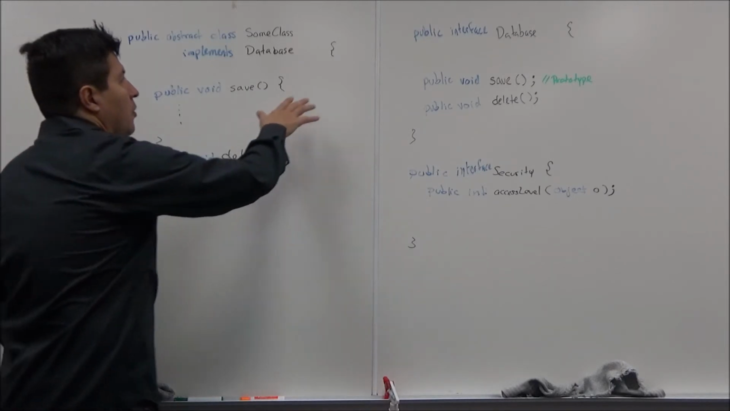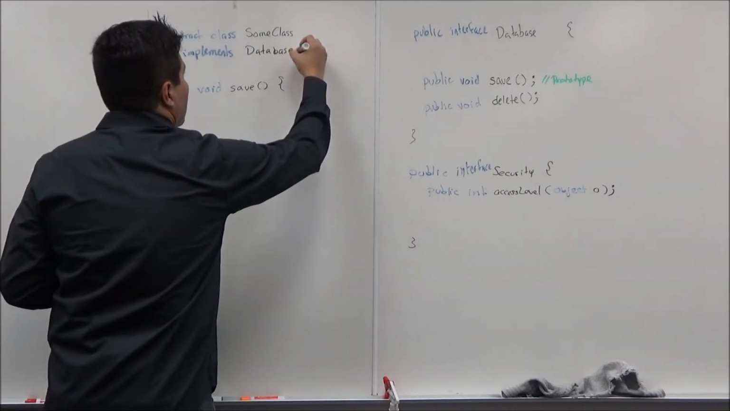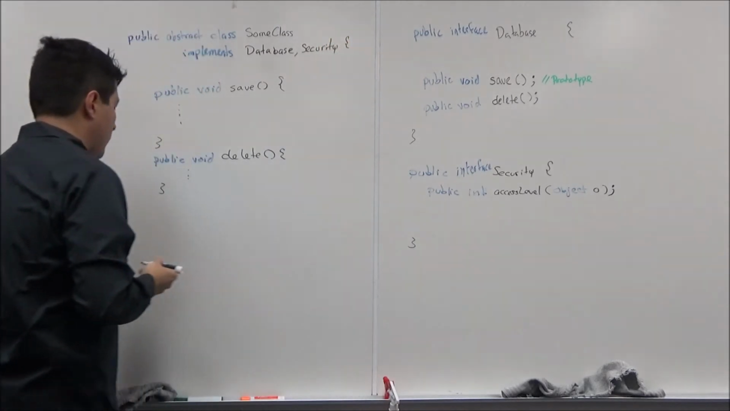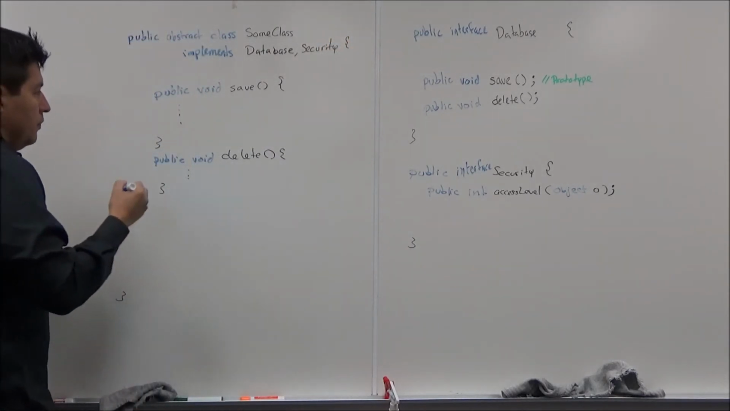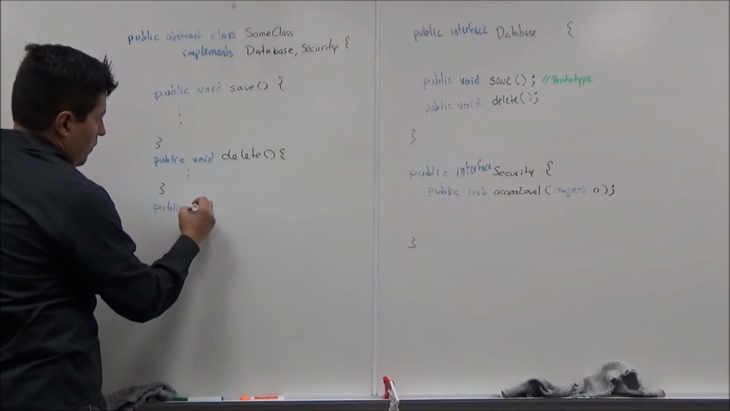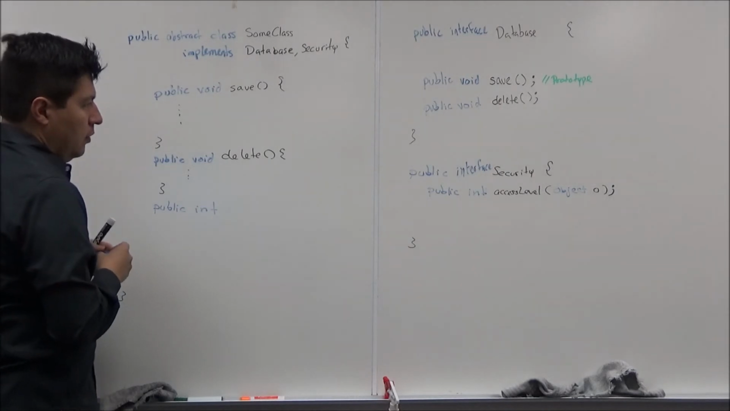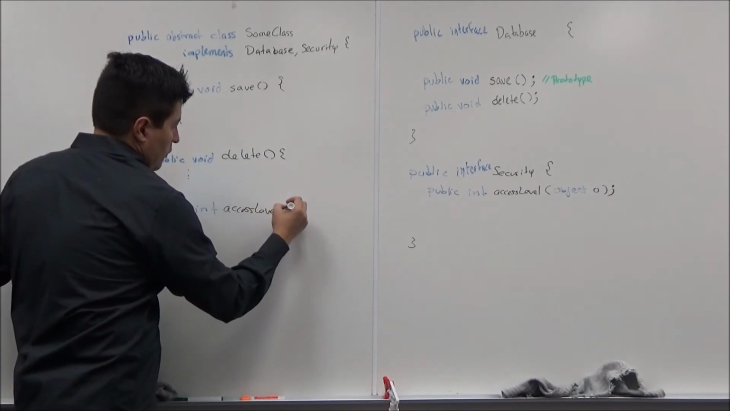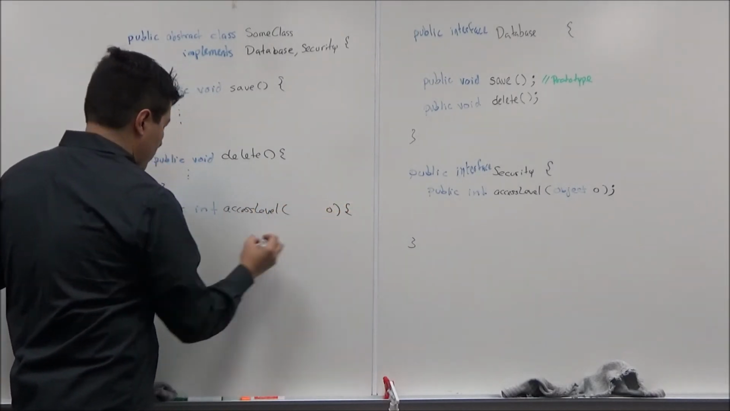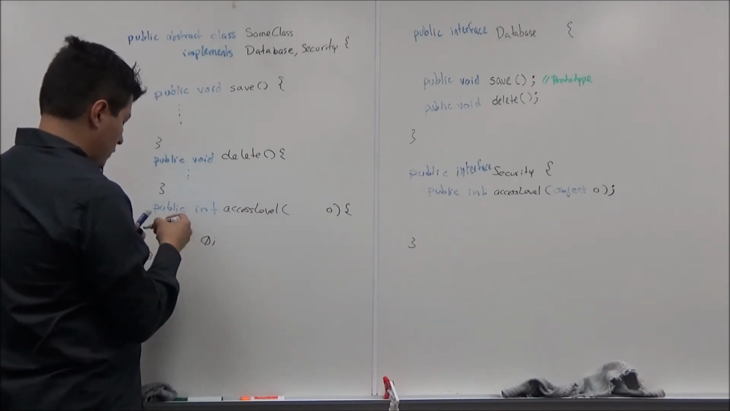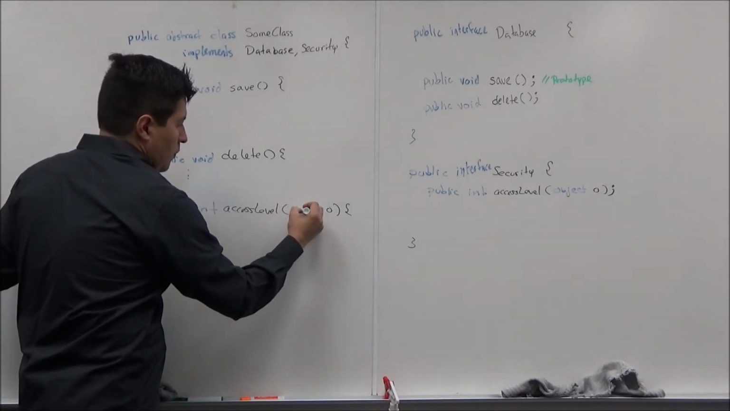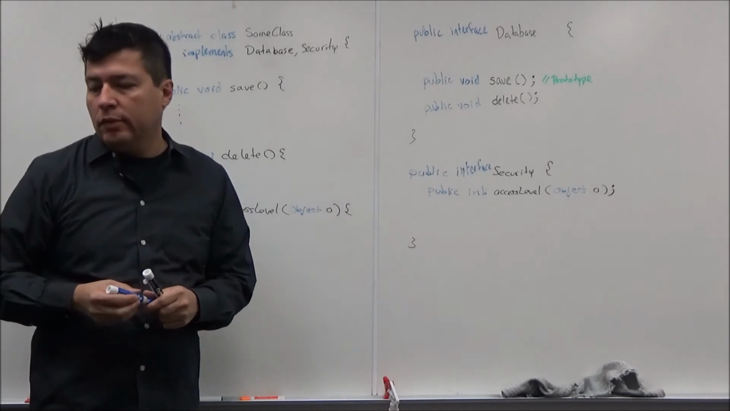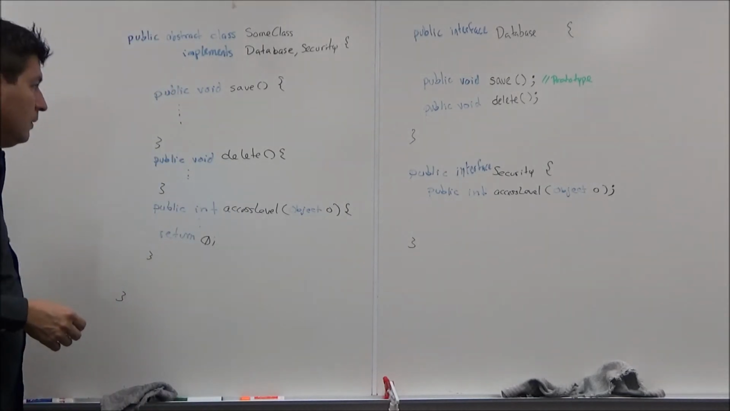Let's say I want to implement the security too. And put a comma. Now, I'm forced to implement this. And of course, I have to have some code here. So you can implement as many as you want.